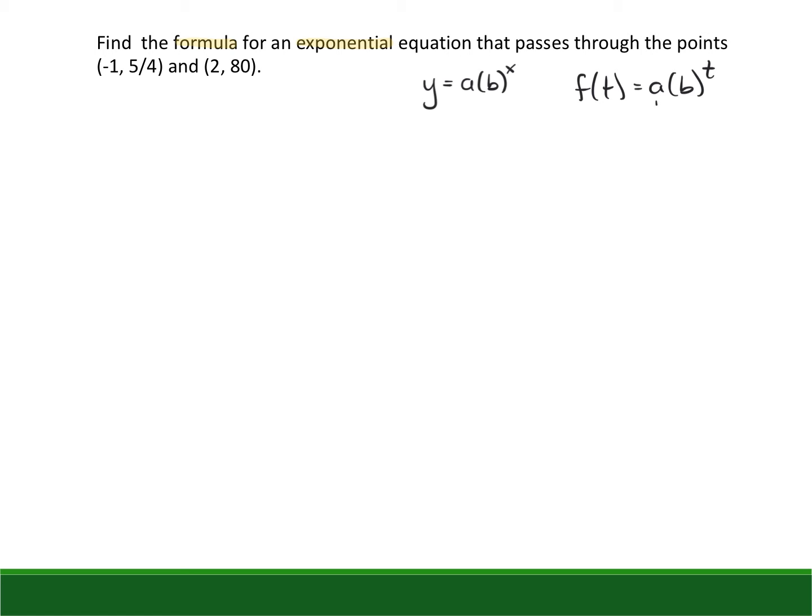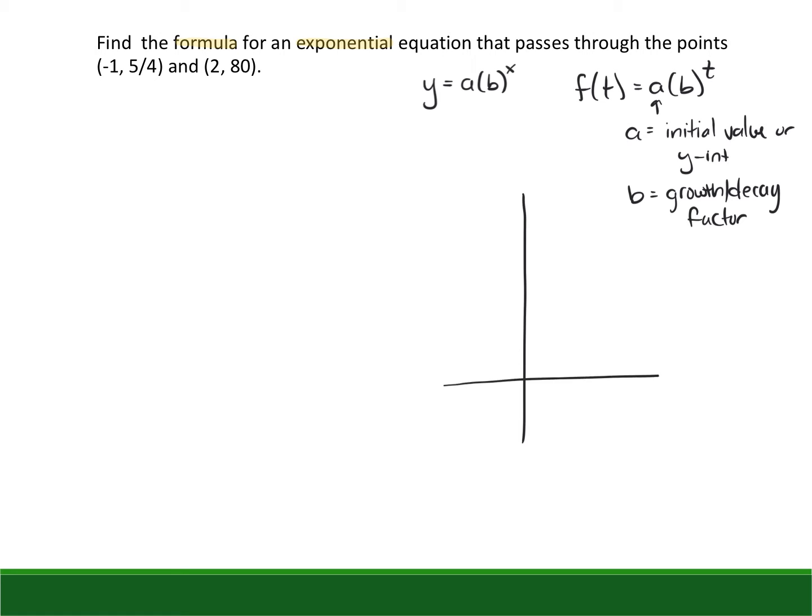And here, a represents the initial value, or that's the same thing as the y-intercept. And b represents your growth, or it could be a decay factor, depending on if the function is increasing or decreasing. So to figure out if our function is increasing or decreasing, I'm going to just make a quick sketch of the 2 points to see if this exponential function is increasing or decreasing.